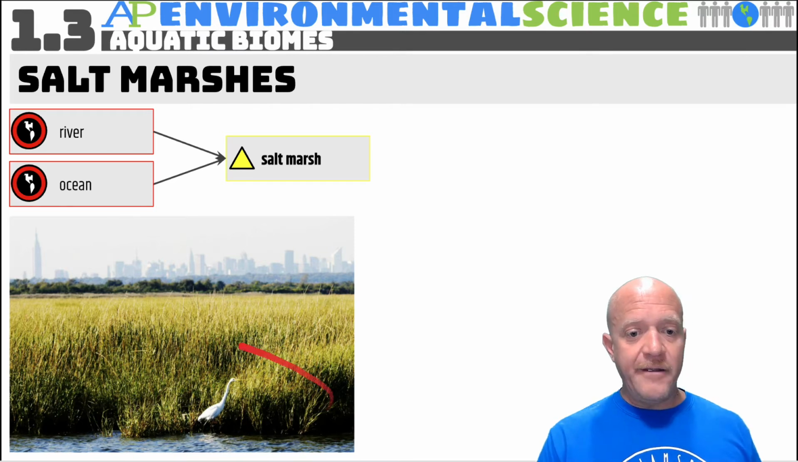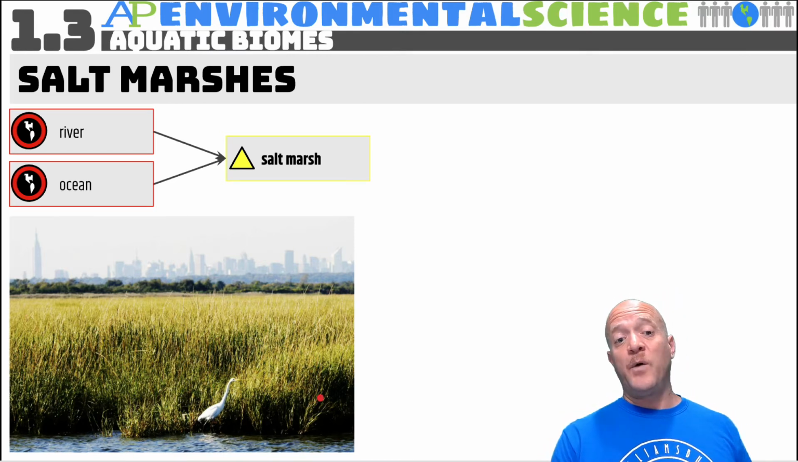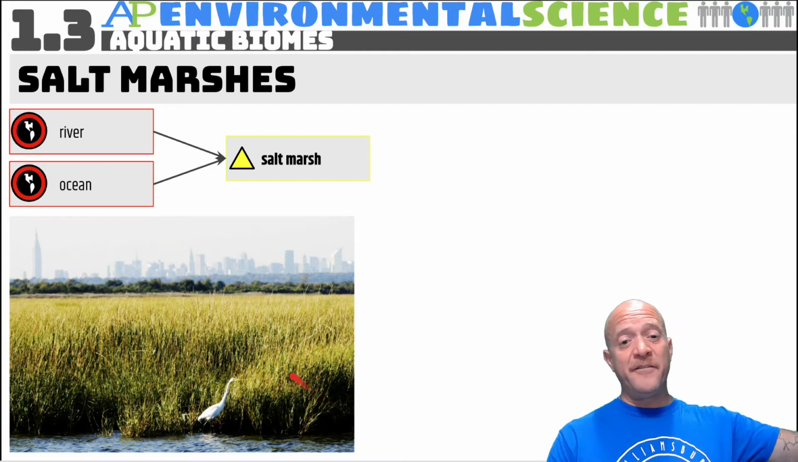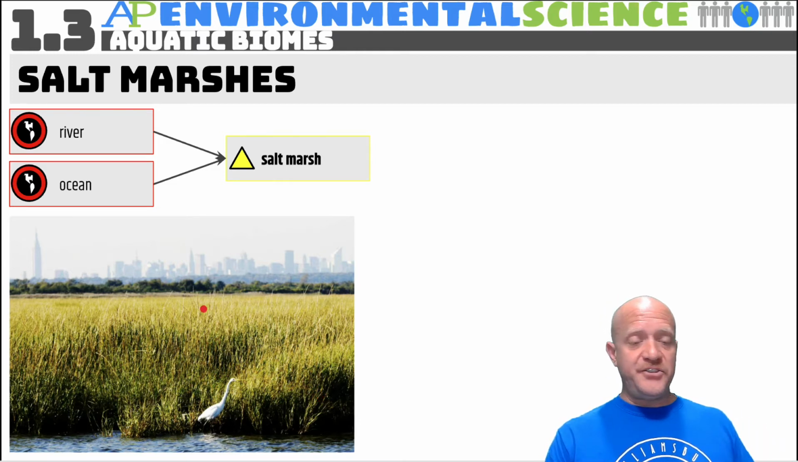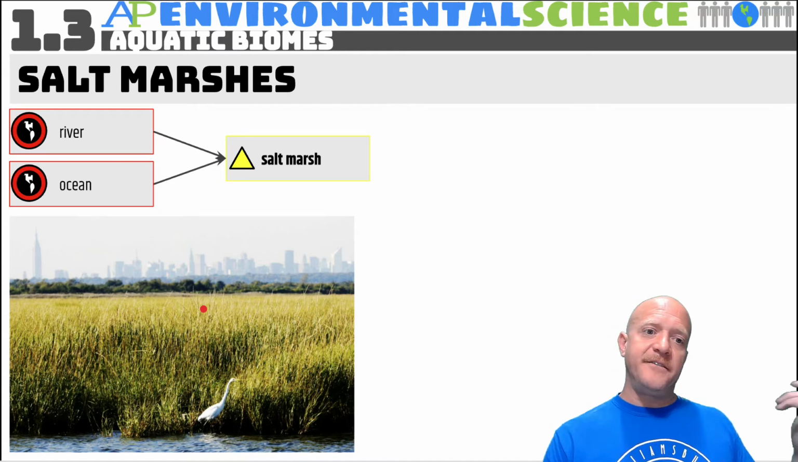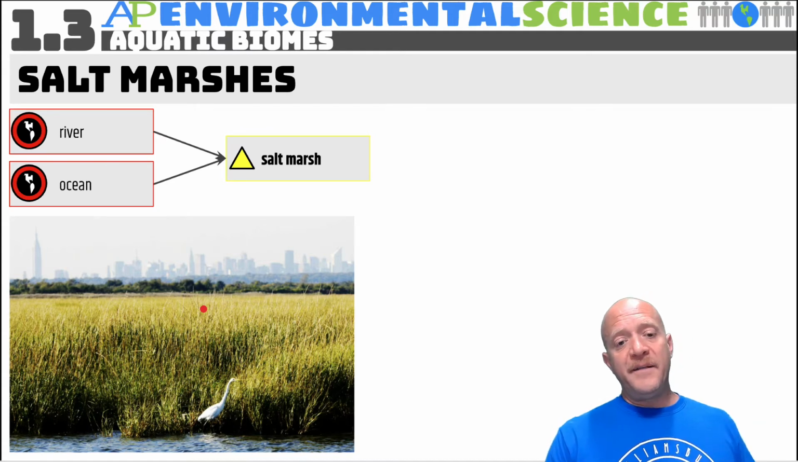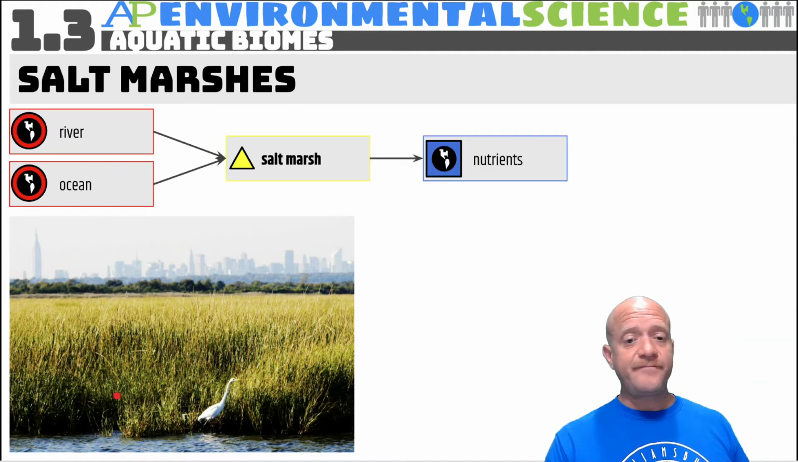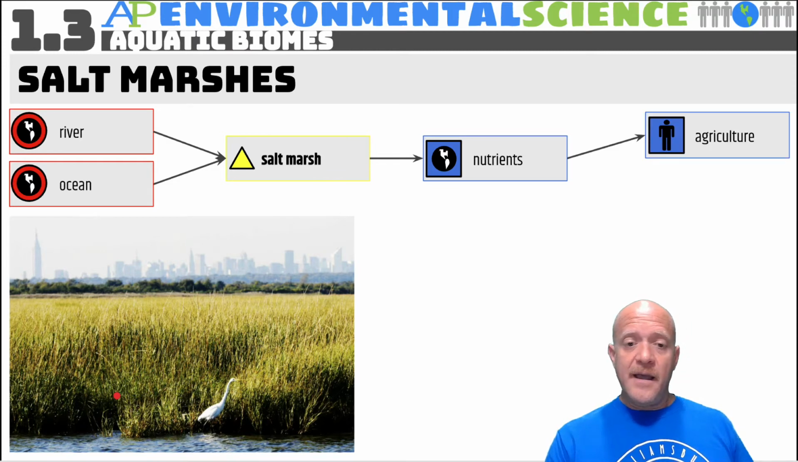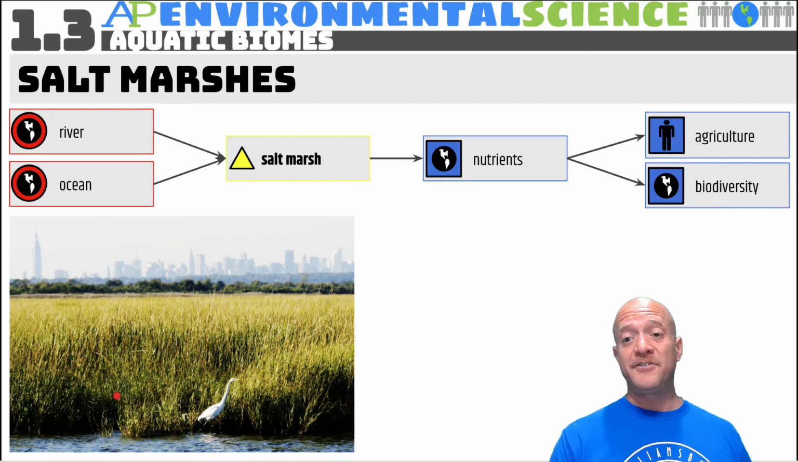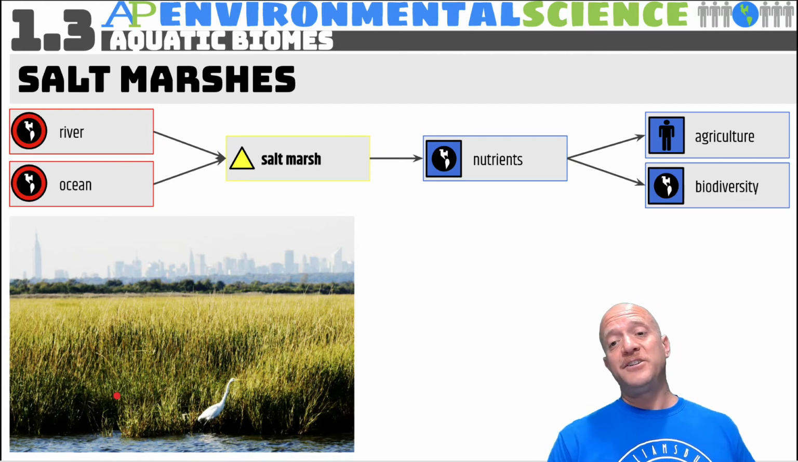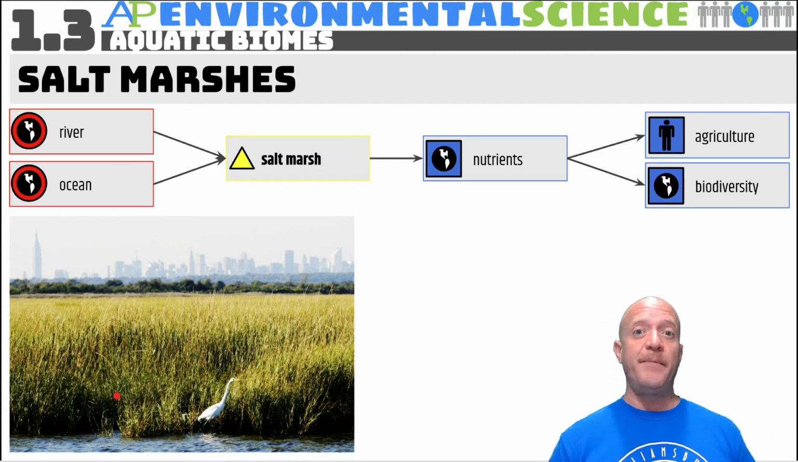Jamaica Bay by JFK is going to be brackish water. Up the Hudson River, up to a certain point, is going to be brackish water. And this just means that it is a combination of fresh water and salt water. These salt marshes also have plants emerging from them. They have a large amount of nutrients. They are very biodiverse. But these salt marshes can be drained and used for agriculture.